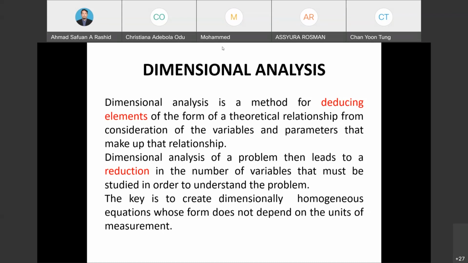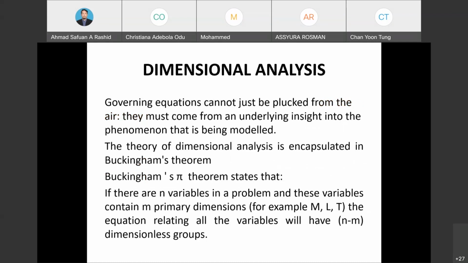We may discuss later on the benefit of this dimensional analysis. So a governing equation cannot just be plugged from the air. It must come from an underlying insight into the phenomenon that is being modeled. So we need to have a very good understanding of the background of the problem by referring to the theoretical knowledge. The theory of dimensional analysis is encapsulated in the Buckingham theorem.